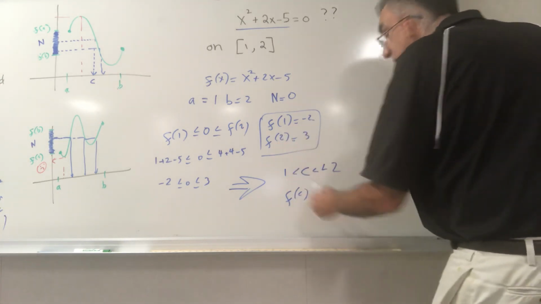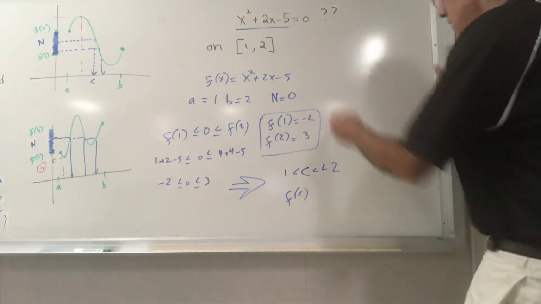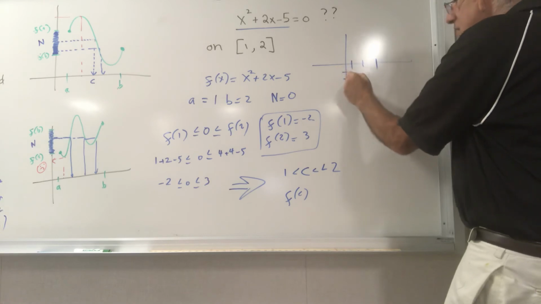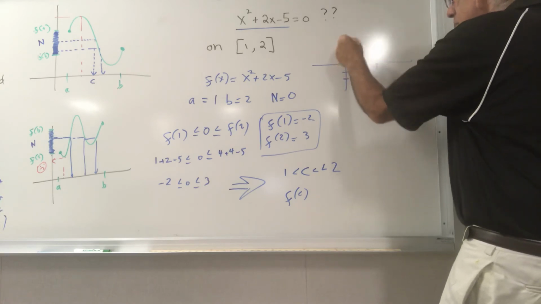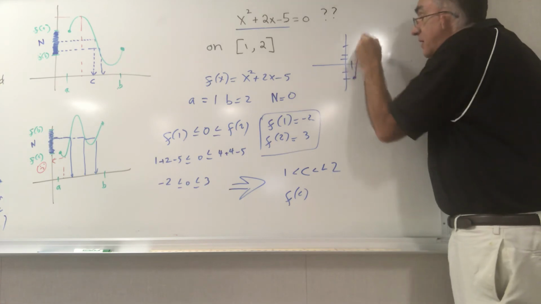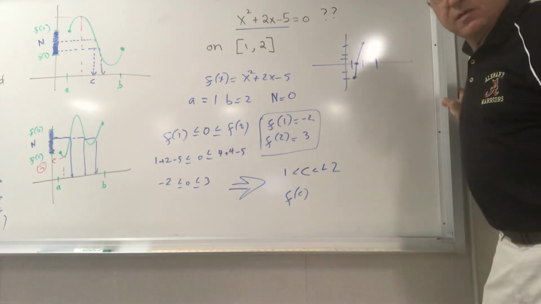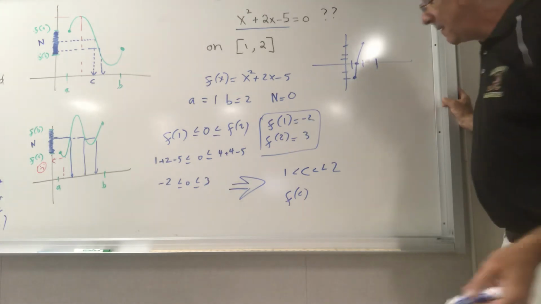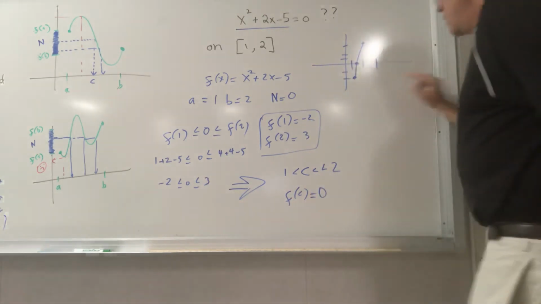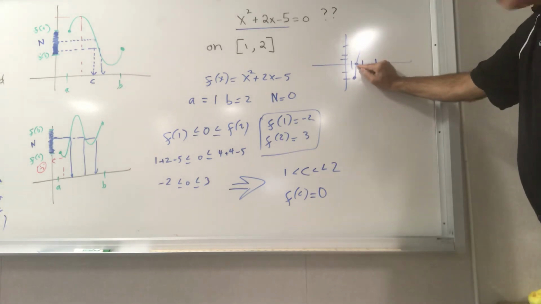In other words, if f of 1 is negative 2 and f of 2 is 3, look at the graph on this. Look at the graph, guys. If f of 1 is negative 2 and f of 2 is 3, if I have a continuous function, I can't get from here to there without passing through 0, can I? It's just not going to happen, right? So there's got to be some c value. There's got to be some c value where this is going to be 0.